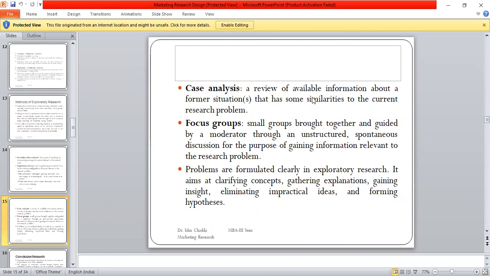Problems are formulated clearly in exploratory research. My research question, my research problem has to be very quantified. What I want to do is clarify the concept, gather explanations, gain insight knowledge, eliminate impractical ideas, and form the hypothesis.